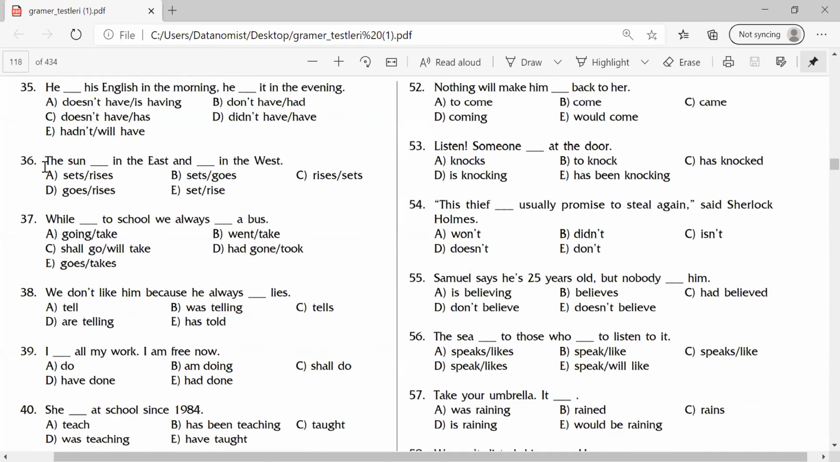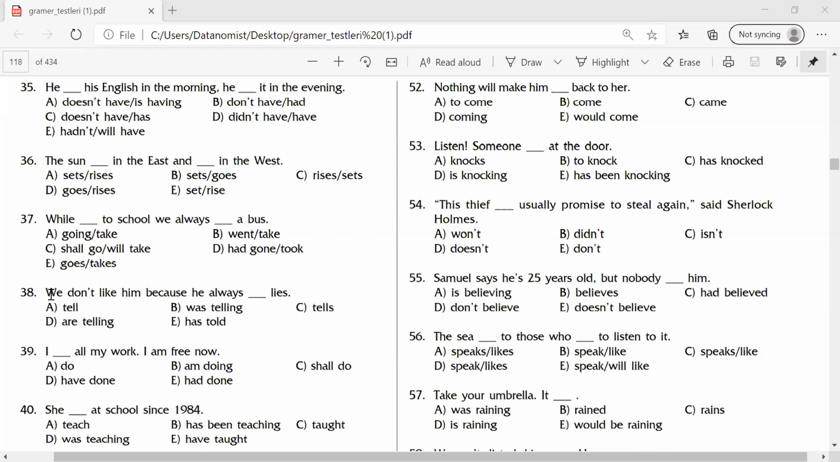See the 36th one, guys. The sun dash in the east and dash in the west. What's your answer? It is giving a fact. It's a fact, right? The sun rises and sets. Fine.